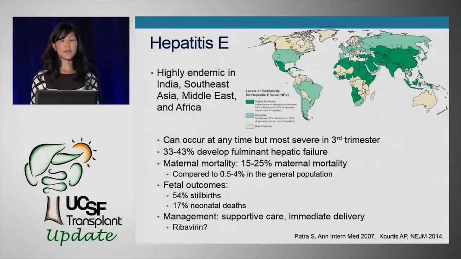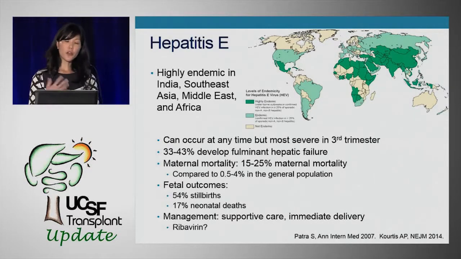Maternal mortality is very high. It's up to 25% in the 3rd trimester as compared to 4% in the general population, and fetal outcomes are extremely poor. The management at this time is purely supportive as well as delivering immediately in order to protect the fetus.